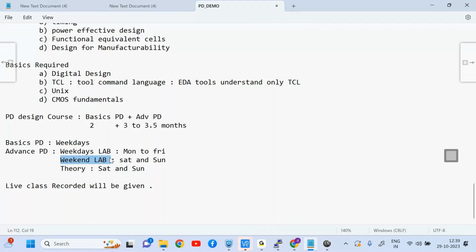And the tool you can use whenever you want. It's not that you should use the tool only when the session is there. The tool is not activated only during session time. You can use it whenever you want, for both weekdays and weekend students. Yes, Ismail, you got it. Right? You can use the tool whenever you want. It is not that you should use it only in weekends.